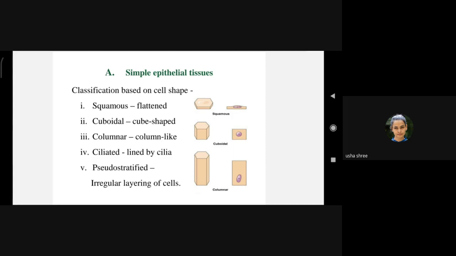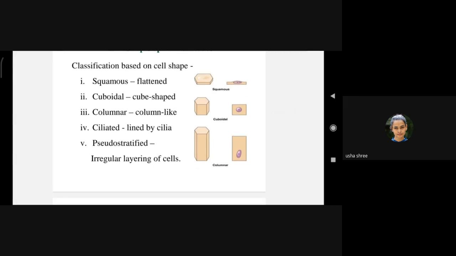Okay, so these ciliated simple epithelium tissue means these cilia are also made up of this simple epithelium tissue. Which type of simple epithelium tissue? Ciliated. And the last one is pseudostratified, irregular layering of cells. When the layering of cells is irregular, it means there is no coordination or systematic arrangement of cells, but it is layered, then it is pseudostratified.